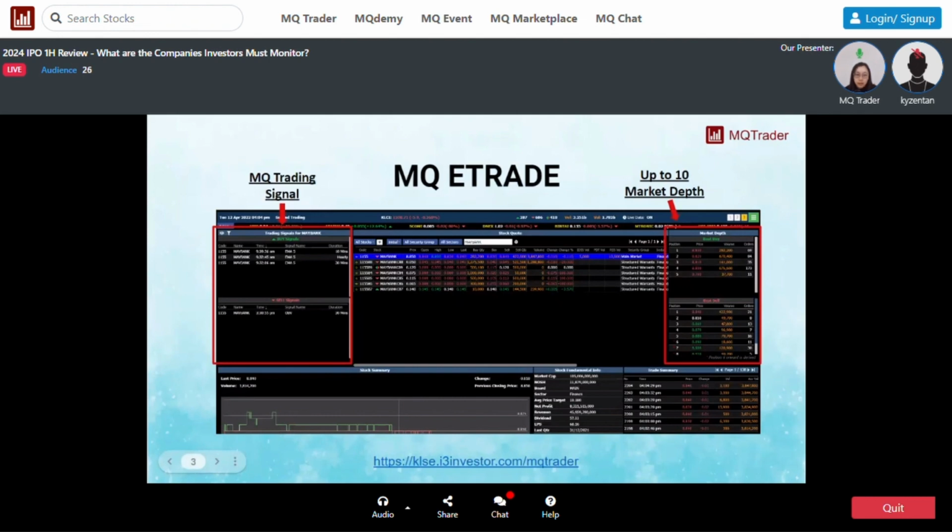Next, this is one of the key features of the MQ Trader system, which is called MQ E-Trade. In this system, you can view a lot of information on each stock at a glance. Information includes live market quotes, our exclusive MQ trading signal, and up to 10 market depth. This info will facilitate your trading journey.